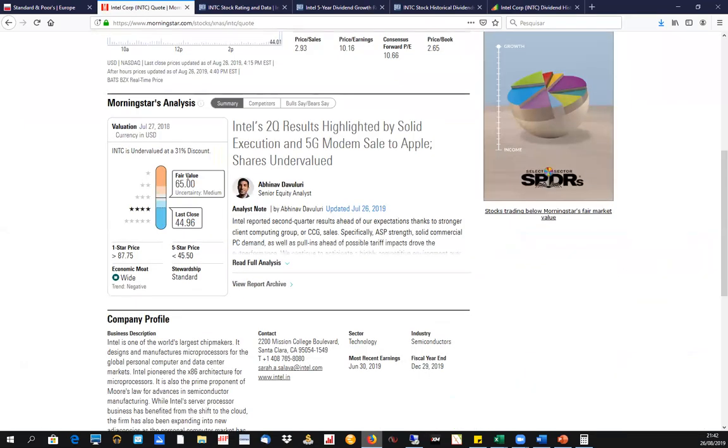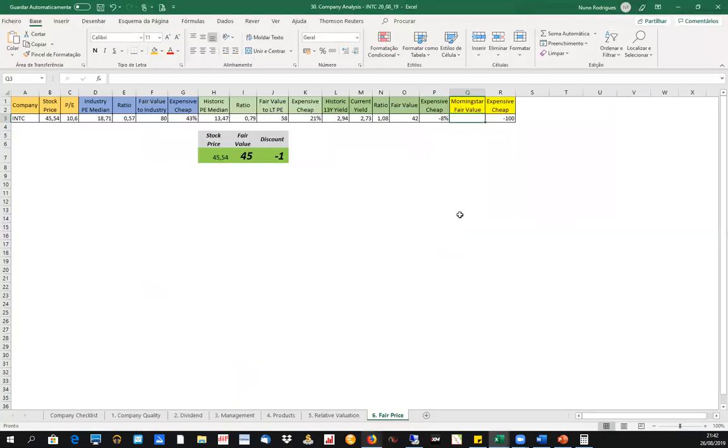And we can see that the fair value is 65. So for Morningstar, Intel is undervalued at a 31% discount. So $65 is the fair value for Morningstar, not percent.